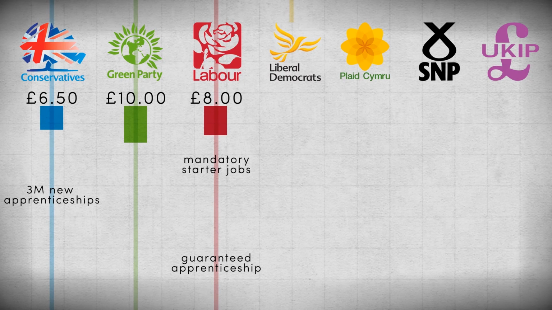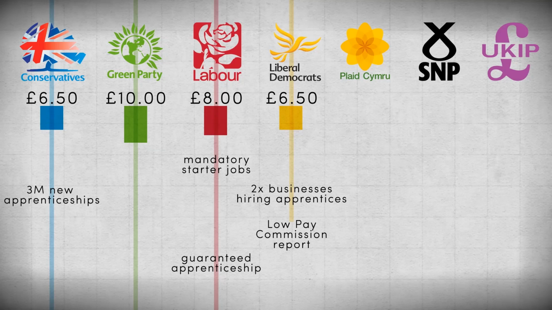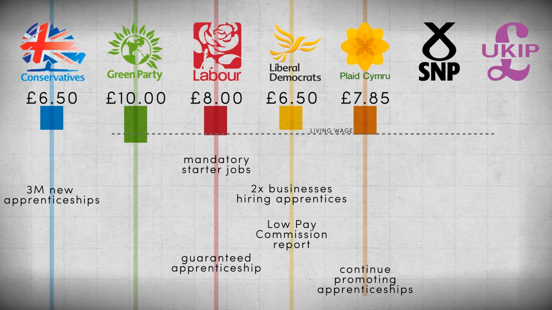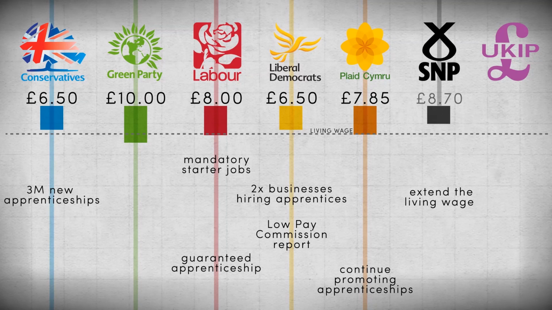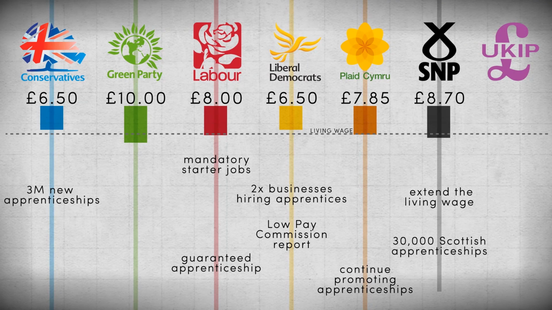The Liberal Democrats say they would double the number of businesses hiring apprentices. They'd also ask the Low Pay Commission to look at ways to increase the minimum wage and encourage the use of a living wage. Plaid Cymru wants to continue promoting apprenticeships whilst increasing the minimum wage to a living wage. The Scottish National Party would support measures to extend the living wage and increase the minimum wage to £8.70 per hour. They also promised to deliver 30,000 new apprenticeships each year in Scotland.